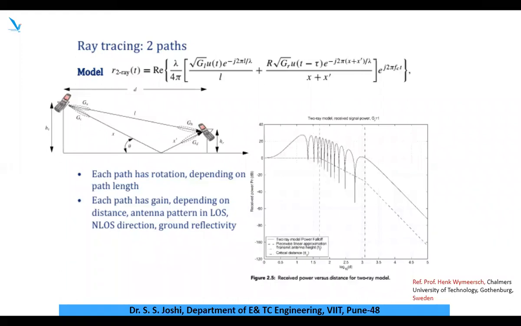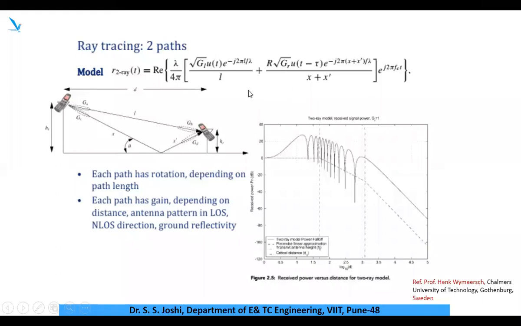First is a single line of sight path, and then two rays which are transmitted. Here, you see the direct signal transmitted via this path, and another ray which is reflected by the ground and then comes to this particular receiver, right? So two paths are there. The same equation we can model using two rays, so the parameters are the same. This is the carrier, x plus x dash, and L. L is the line of sight distance, and x plus x dash is the distance covered by the reflected signal path. It goes up to the ground and is then reflected back.